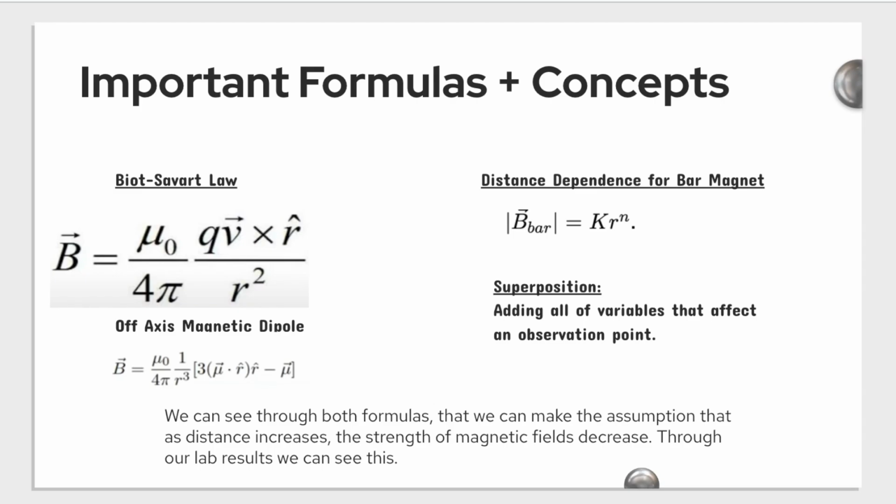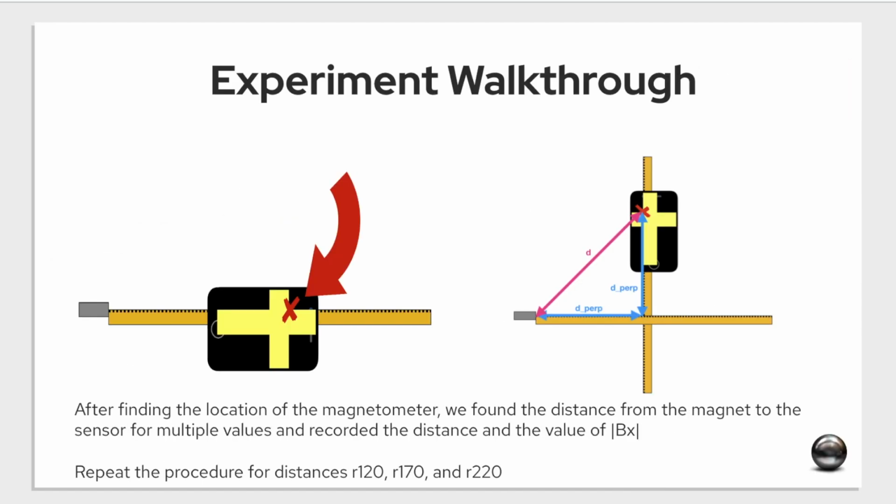We can see through both of the formulas that we can make the assumption that as distance increases, the strength of the magnetic field does in fact decrease. We can see this result through our lab. So just to give a quick and brief walkthrough of how we conducted the experiment.